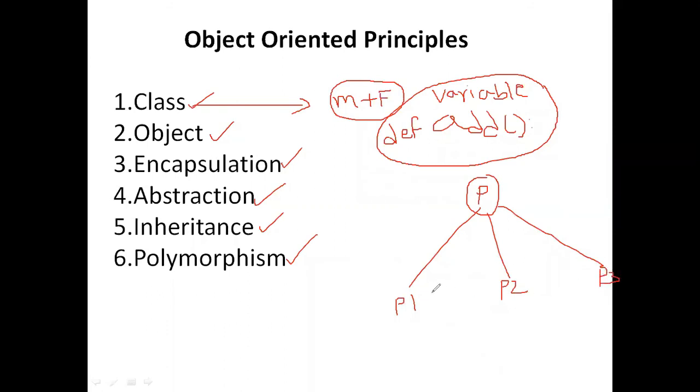Now, so this is the one class. The class name is P1. The variables and methods or functions related to this P1 are right in this P1 class. Similarly, the members and methods and functions related to P2 are right in this P2. Similarly, the members and methods related to P3 are written in this P3.